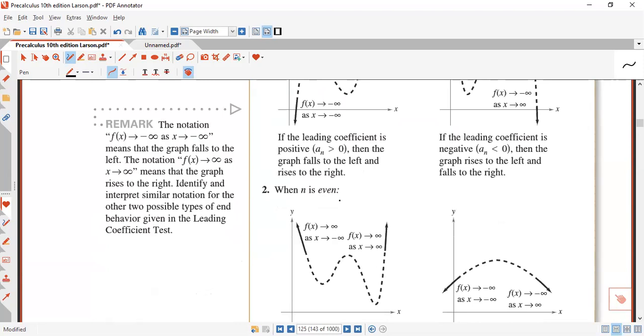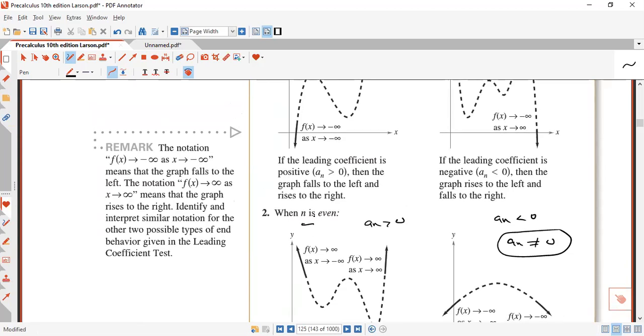n is even, again we have two possibilities for the leading coefficient a_n: positive and negative. So in fact we have four possibilities, and as you know, this leading coefficient cannot equal 0, because we are talking about a polynomial of degree n. So we have either positive or negative for even, and positive or negative for odd only. So what will be the behavior?